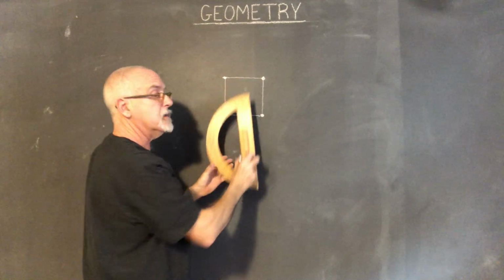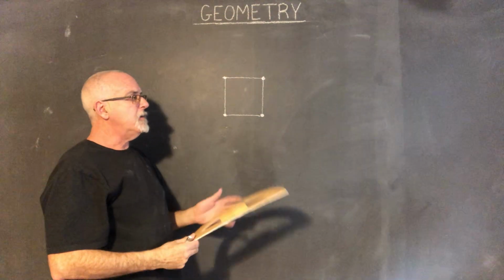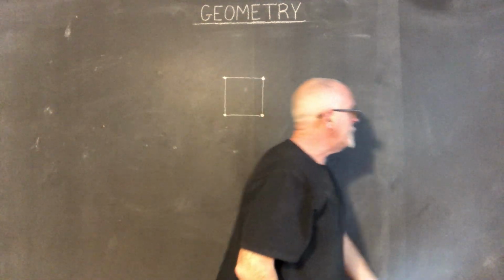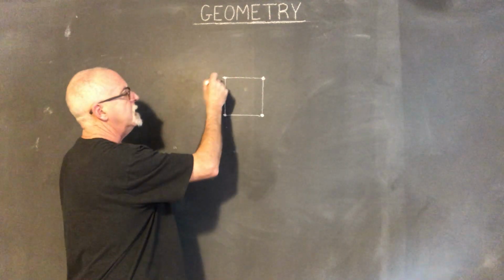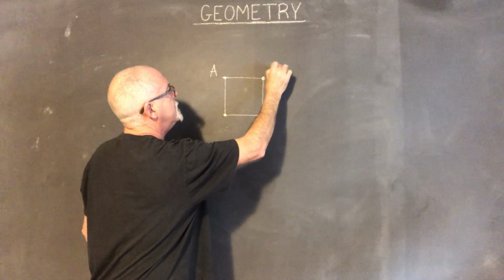This is good practice in using my protractor. What else could I do? I can mention that these two sides, and now I think I should give these names. So I'm going to call this square ABCD.